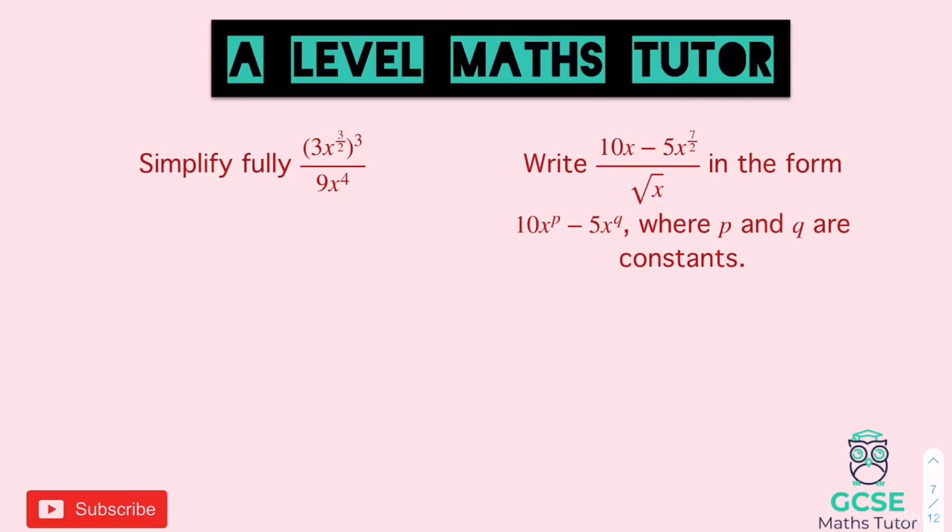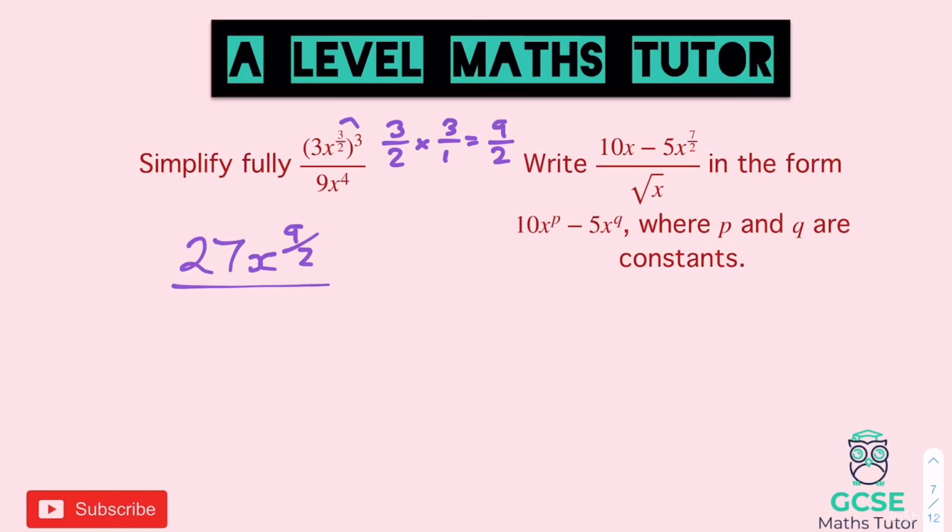Okay, so for this first one then, we've got 3x to the power of 3 over 2, all to the power of 3 on the top. So we need to simplify that before we go about this division. So on the top there, 3 cubed is 27, so we've got 27 in the bracket, and then we've got x to the power of, and let's multiply these powers here, and that becomes 9 over 2. There we go, so the power of 9 over 2. Again, just remembering, we've got 3 over 2 multiplied by 3 over 1, which makes 9 over 2. So there we go, that's where we've got our power from.